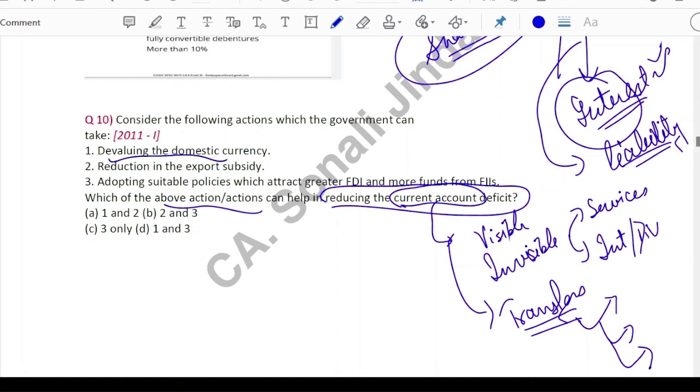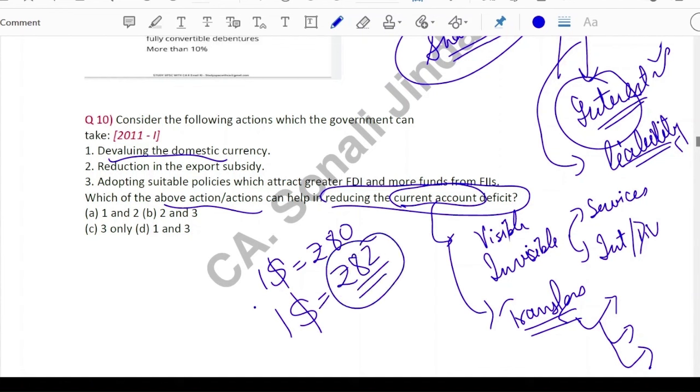Devaluing the domestic currency. Suppose there is a devaluation of the domestic currency. What does it mean? Earlier, if a dollar was 80 rupees, now the same dollar is 82 rupees. It means more rupees have to be paid to buy a dollar. What will it help? It will increase exports.